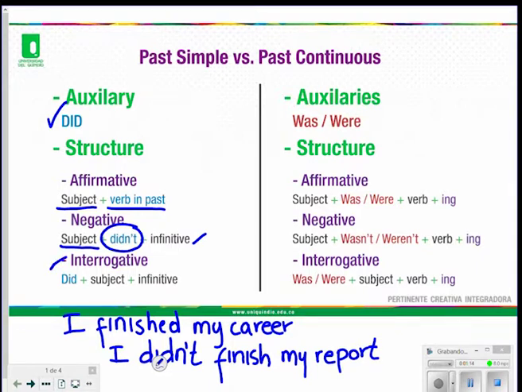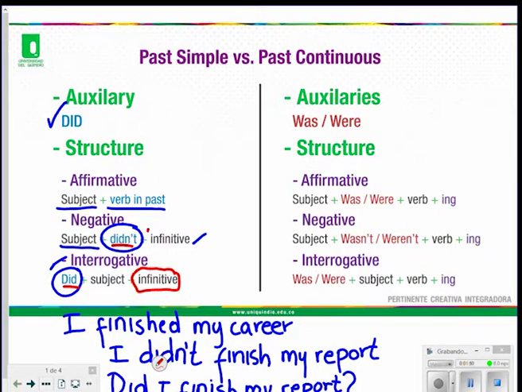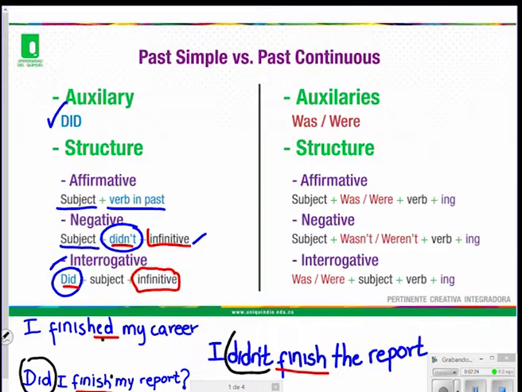Interrogative statement, the auxiliary verb at the first part of the sentence. For example, did I finish my report? Question mark. Don't forget, when we have an auxiliary verb, the action verb doesn't have any change.